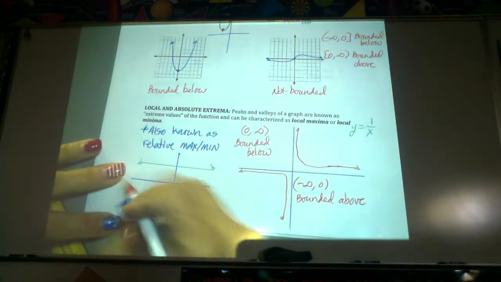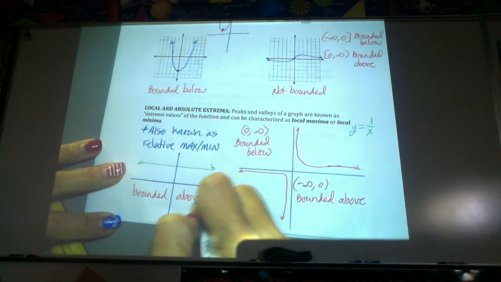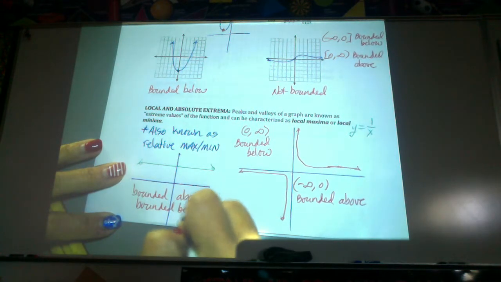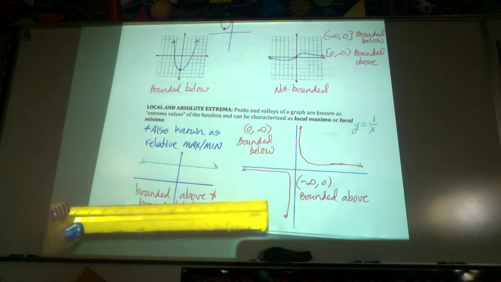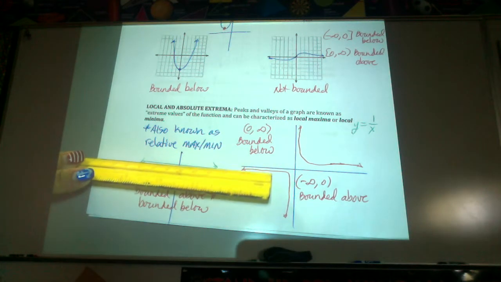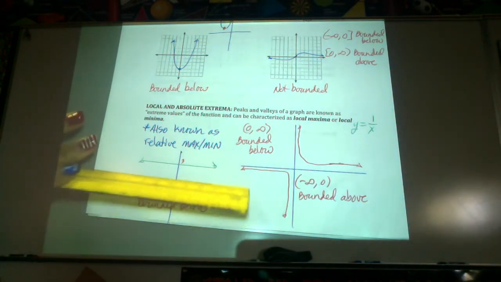The answer is bounded above and bounded below. Why? Why is it both bounded above and bounded below instead of not bounded? Take your horizontal line and work your way up. Is there a minimum to this graph? It's whatever this number is. Let's say it's 3 here. It's got a minimum of 3.